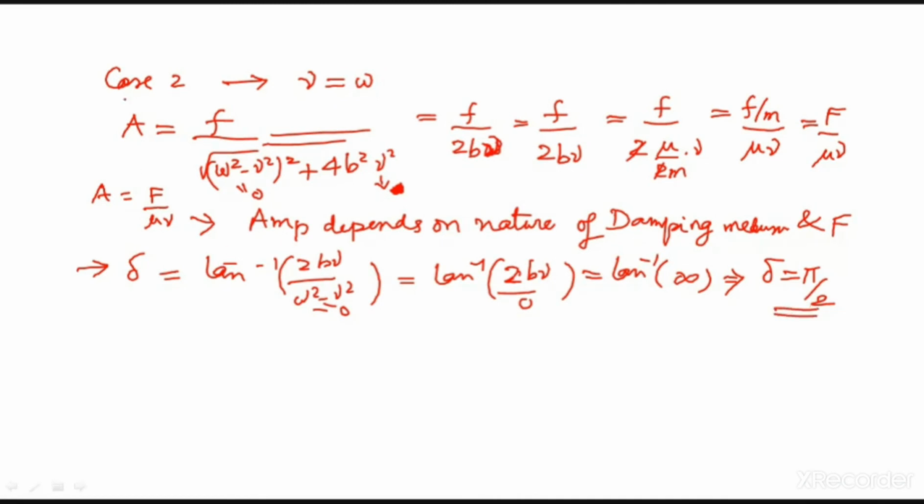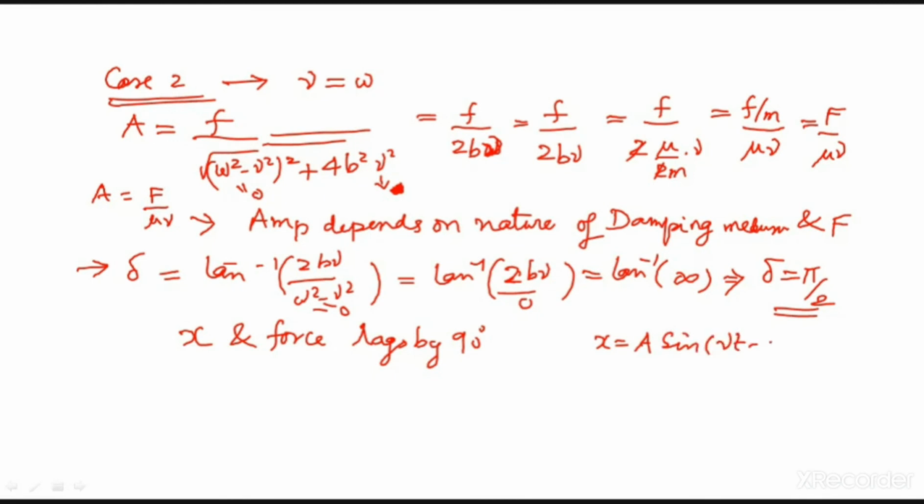So in case 1, the angle delta was 0. In the second case, the applied frequency is equal to the natural frequency, and the phase angle is found to be 90 degrees. Okay, understood? Therefore, the displacement x lags the force by 90 degrees. How? Because we know x is equal to a sine of mu t minus delta, where delta is pi by 2. So therefore, it lags by 90 degrees.